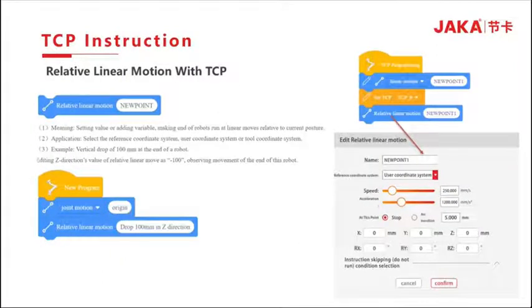Relative linear motion with TCP. In the relative linear motion, we could select the reference coordinate system as the TCP wanted. By clicking the relative linear motion, you can access the window where you can select the coordinate system you want to use.